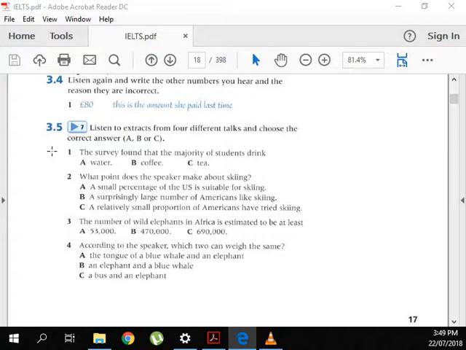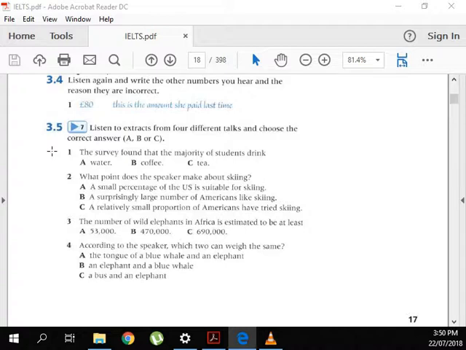The second one was, what point does this speaker make about skiing? A small percentage of the U.S. is suitable for skiing. A surprisingly large number of Americans like skiing. A relatively small proportion of Americans have tried skiing. Which one did you come across? Okay, yeah. A relatively small proportion of Americans have tried skiing. So that was the answer to it.